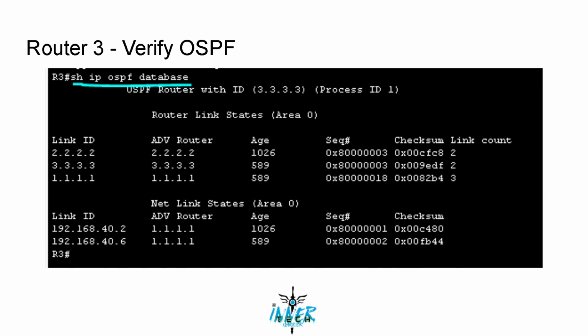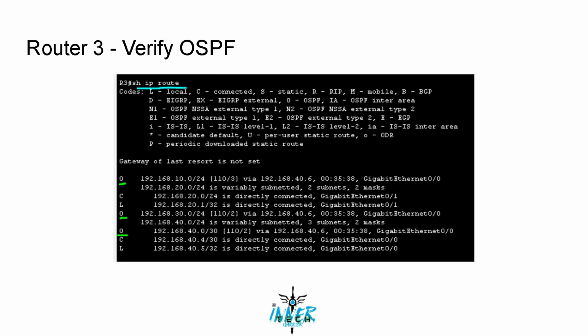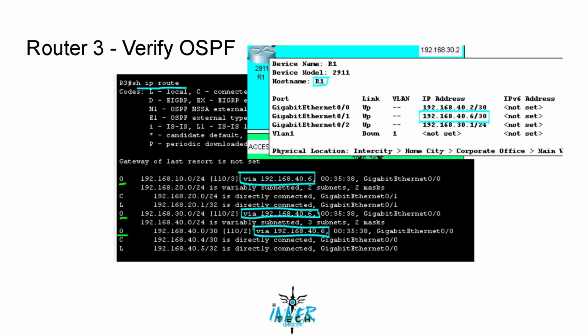With the show IP OSPF database command, we can see all router IDs advertising routes to this router. And finally, with the show IP route command, we can see the learned OSPF routes. We can tell which routes were learned by OSPF by looking at the routes with an O next to them. We can also see where these routes were learned from by looking at the via, 192.168.40.6, for example, which is an interface on router 1.